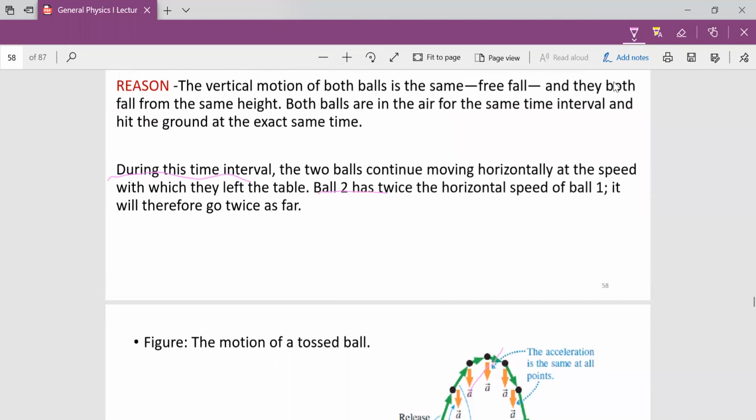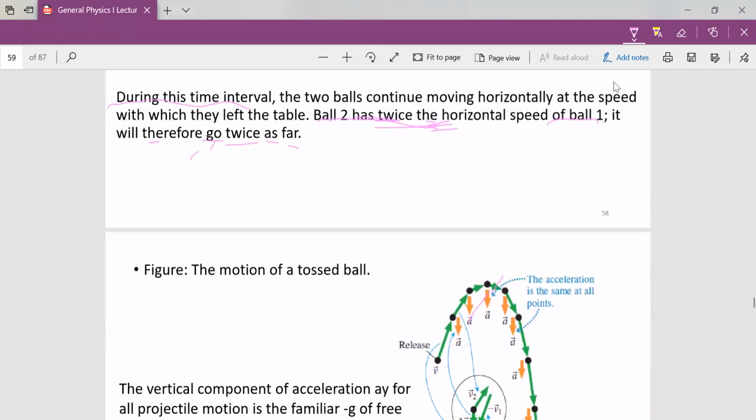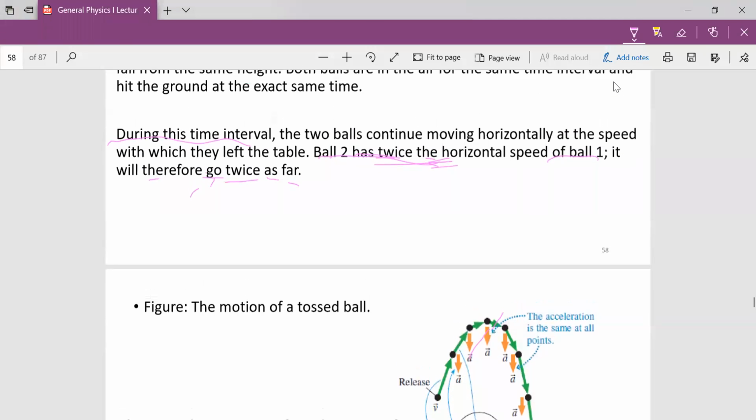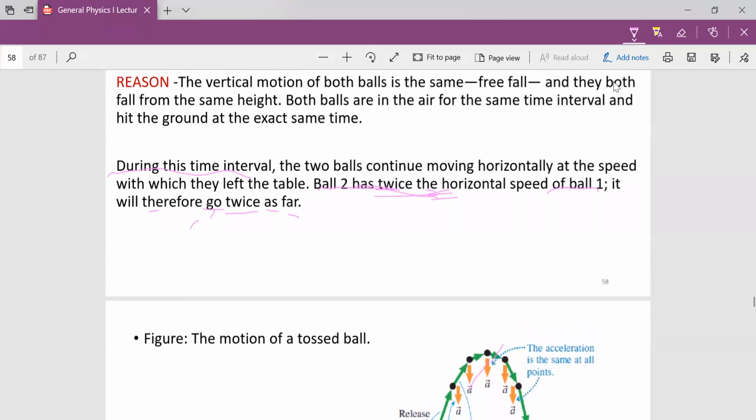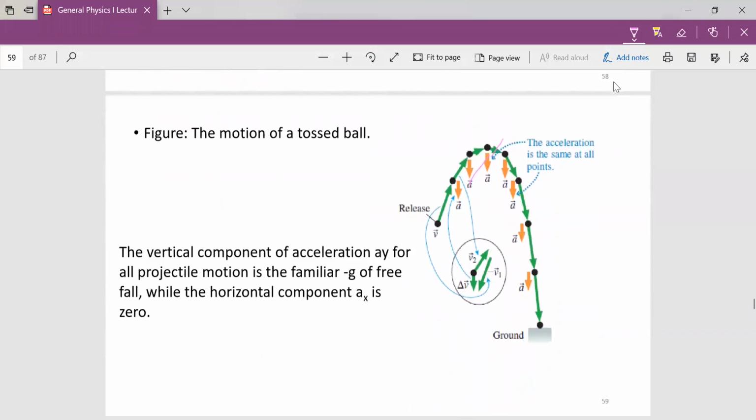So because ball 2 has twice the horizontal speed as ball 1, it will cover twice the distance as ball 1. Okay, so we'll see the influence of the fast motion more on the horizontal than on the vertical. All right, so we have another one.